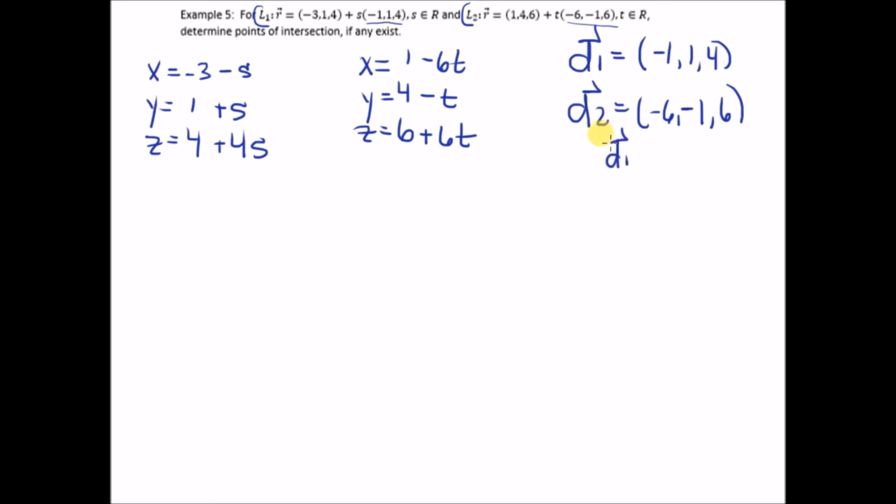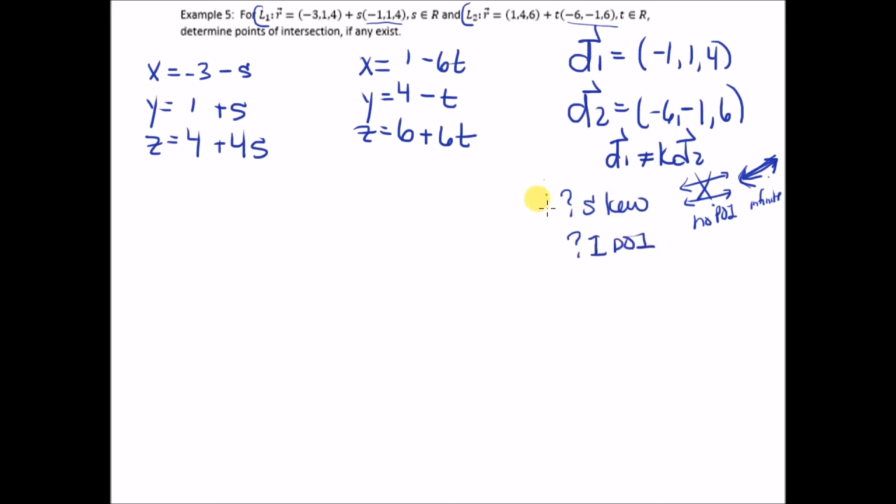So direction vector 1 is not a multiple of direction vector 2. Since they're not a multiple, they're not going to be parallel, so this would not be no points of intersection, parallel and distinct. And they're not going to lie on top of each other and have infinite points. The two cases that we're going to be looking at are: are they skew, or do they have one point of intersection? That's what we're going to be looking at.